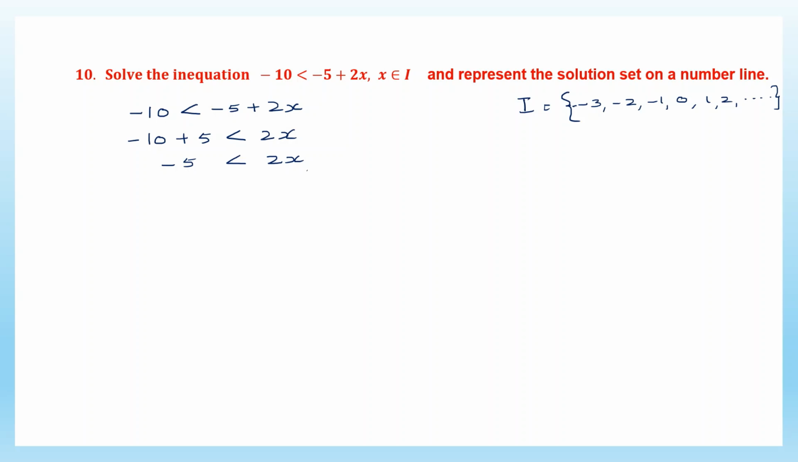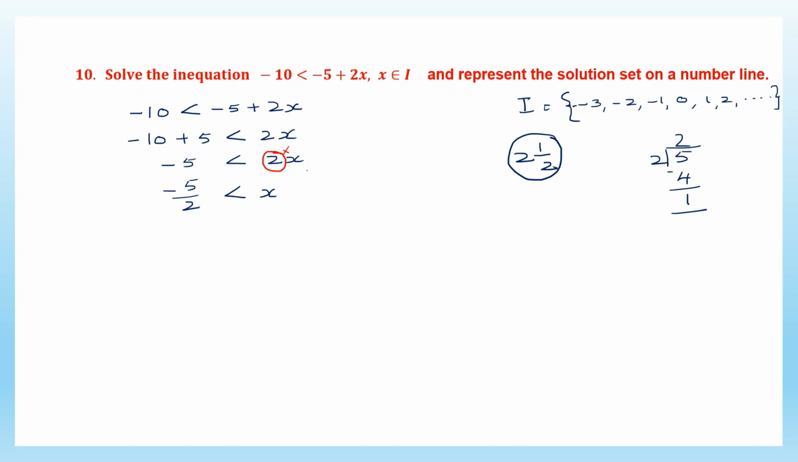So here what will I do? I'm going to transpose 2, which is on the right hand side, and this is multiplication. I'm going to transpose it to the left hand side. So it becomes -5 by 2 is less than x, or x is greater than -5 by 2. Now let's divide -5 by 2. We'll divide 5 by 2 and see what we get. 2 2s are 4, minus 1. So here we get 2 1 by 2. This is the fraction form.